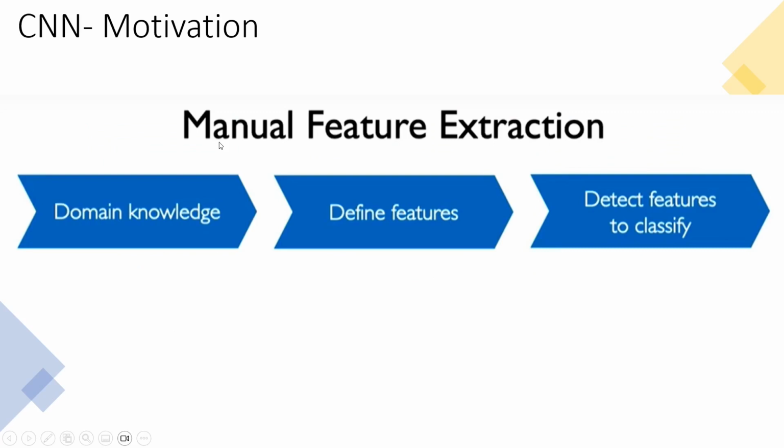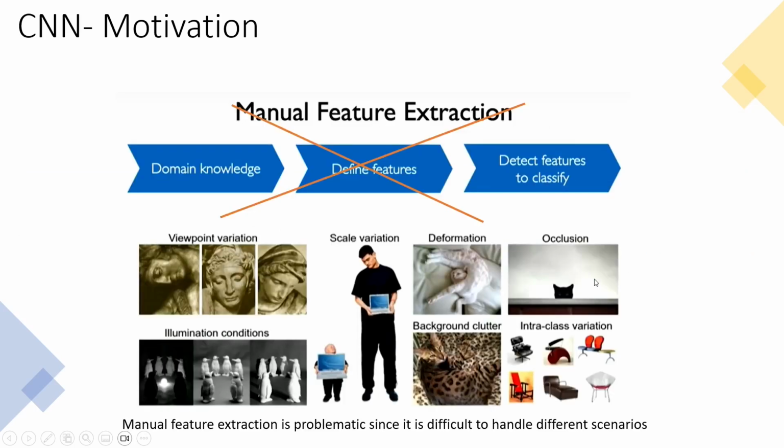If we use a manual feature extraction method, then we basically need domain knowledge, we need to define our features, and then we need to detect these features for classification. But is it really feasible to do this? You see, these are face images or statue images from different viewpoints. So viewpoint variation affects your features.